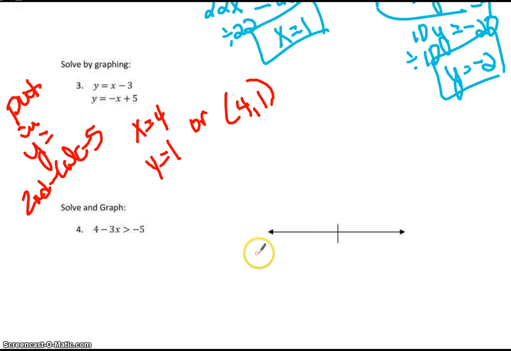X equal 4, y equal 1, or you can say 4 comma 1. I don't care. Now remember, if you do this and at second calc 5 you get an error, it means you need to change your zoom. You need to zoom out.